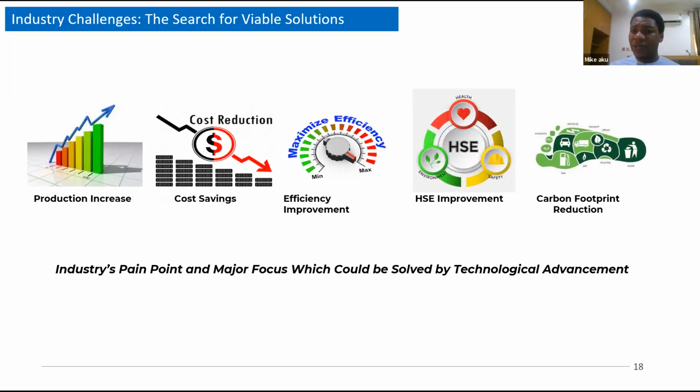This is their bottom line. We want to increase production. It could be in manufacturing, it could be in oil and gas, it could be in consumables. Every industry wants to actually increase production. At the same time, they want to reduce costs.